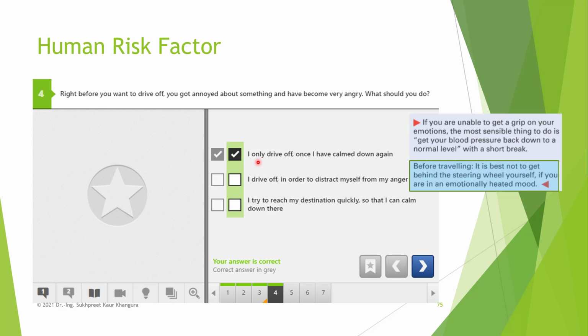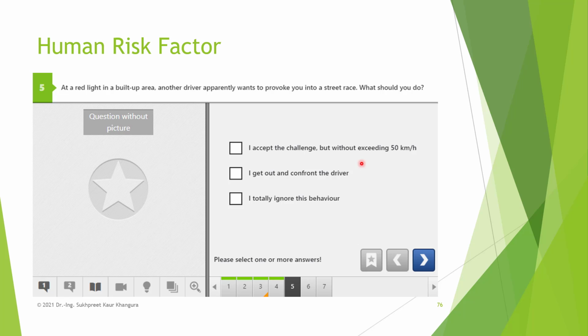Here are the answers. I only drive off once I have calmed down. Again, yeah, this is right. At a red light in a built-up area, another driver apparently wants to provoke you into a street race. What should you do? Yeah, it's important, right? You're not participating in Fast and Furious. Okay. Accept the challenge, but without exceeding 50 km per hour? No, this is wrong. You should not accept such kind of challenges.